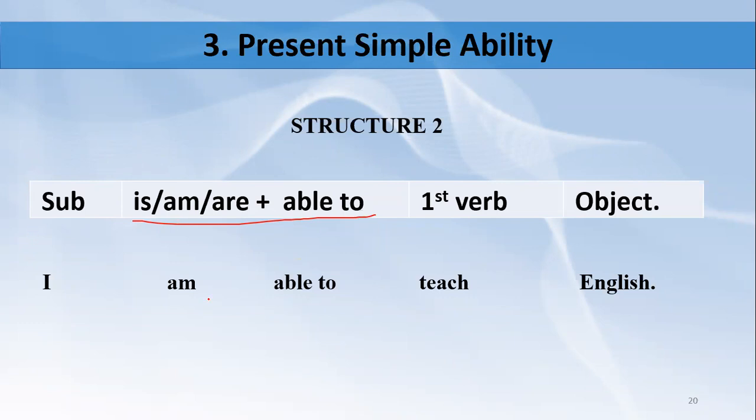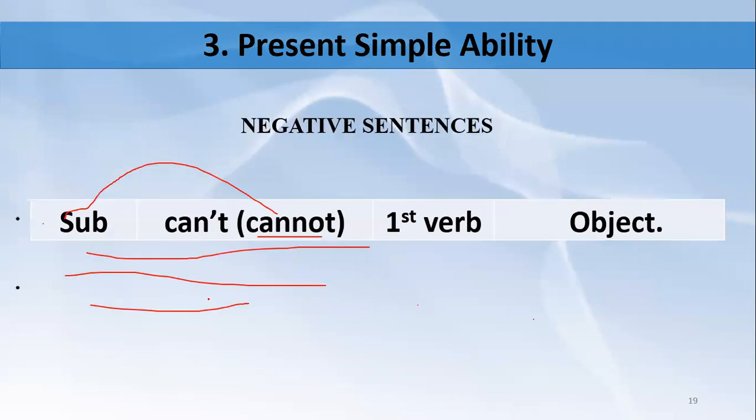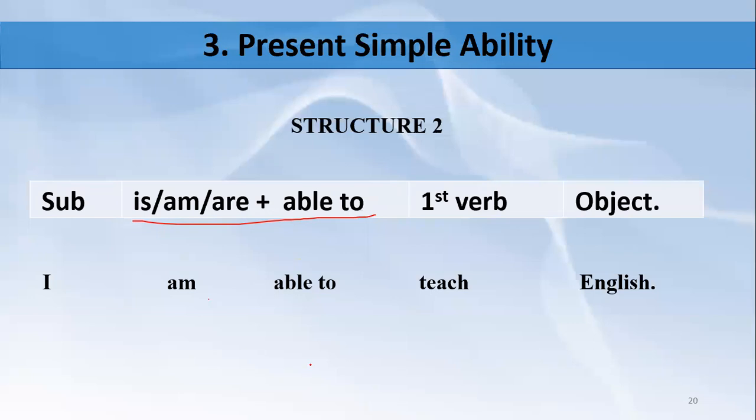Okay. The first structure for talking about abilities is can or cannot. The second structure is able to.